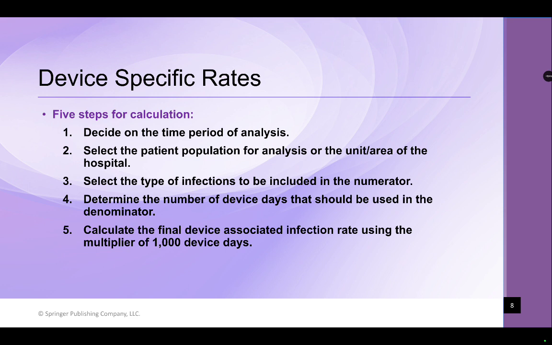The following are steps used to calculate a device-associated infection rate, which include: Step 1, decide on the time period of analysis. Step 2, select the patient population for analysis, or the unit or area of the hospital that, again, we want to analyze. Step 3 is select the type of infections to be included in the numerator. Step 4 is to determine the number of device days that should be used in the denominator. And then step 5 is to calculate the final device-associated infection rate using the multiplier of 1,000 device days.